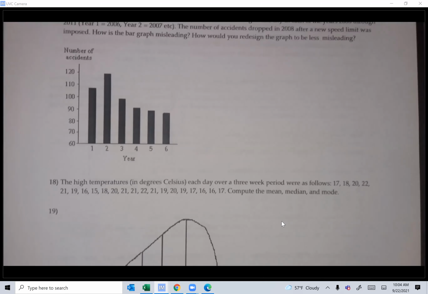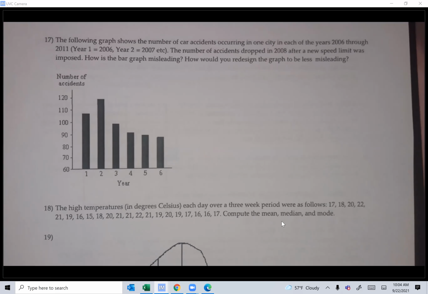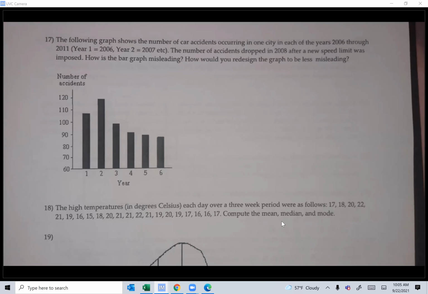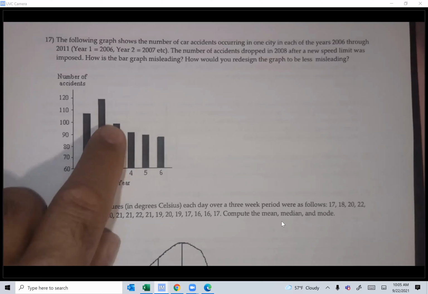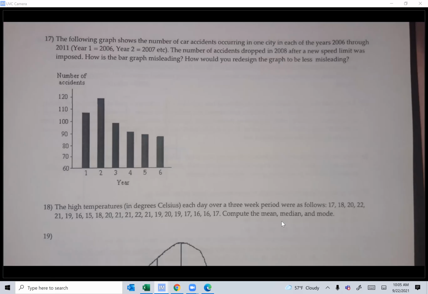Number 17. Okay. The following graph shows the number of car accidents occurring in one city in each of the years 2006 through 2011. Year 1 is, so this is 2006, 7, 8, 9, 10, 11. The number of accidents dropped in 2008 after a new speed limit was imposed. So you can see right here. How is the bar graph misleading? Do you guys see where this bar graph is misleading?